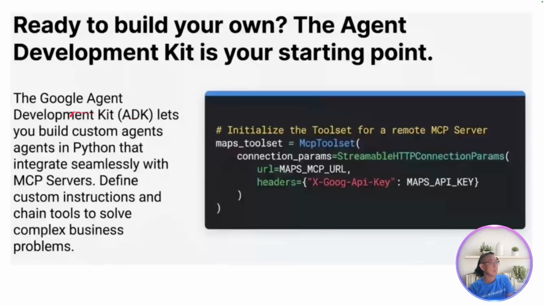In ADK, we can build a custom agent in Python that seamlessly integrates with Google Maps through the MCP server. You can define your instruction and then solve complex problems. In your toolset, you just say you want to connect to your remote Google Maps MCP server through streamable HTTP, and then you provide the Google Maps API key.